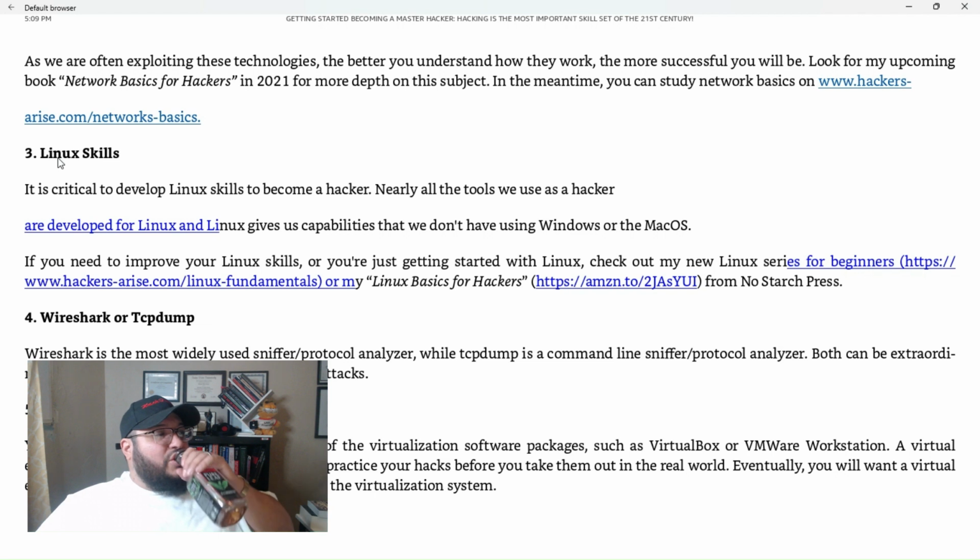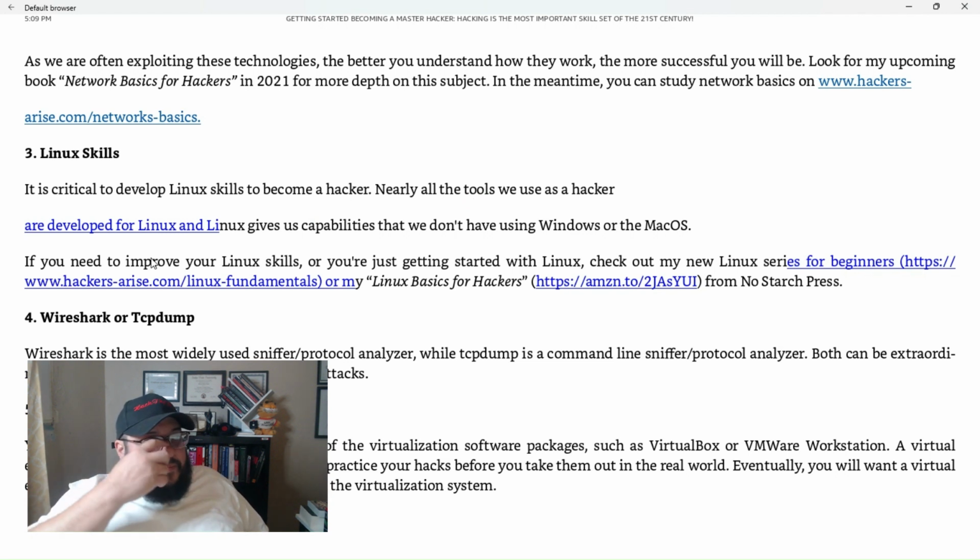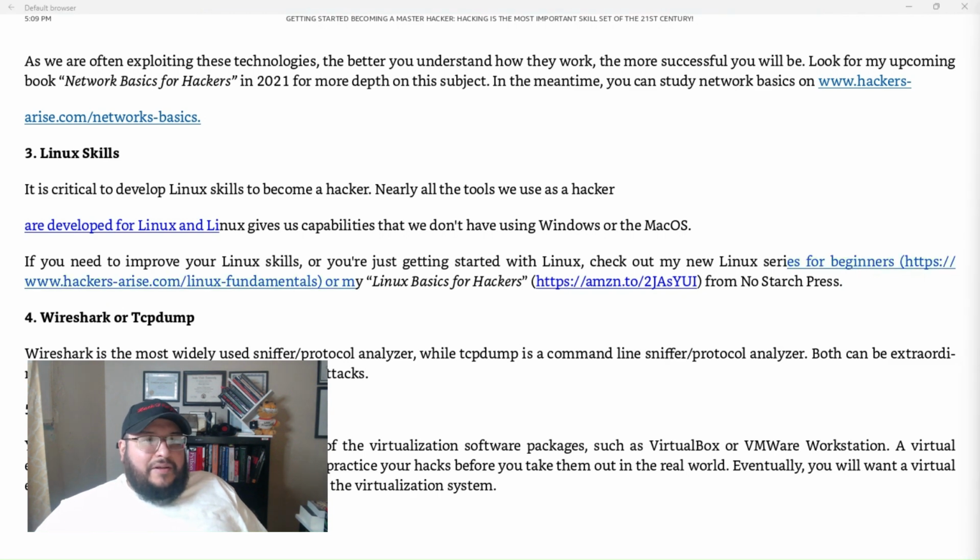Okay, so Linux skills. It is critical to develop Linux skills to become a hacker. Yes. Nearly all the tools we use as hackers are developed for Linux. And Linux gives capabilities that we don't have using Windows or Macs. Yes. If you need to improve your Linux skills, you're just getting started with Linux, check out my new Linux series, Linux Basics for Hackers. I'm going to click on that and see where that sends me.